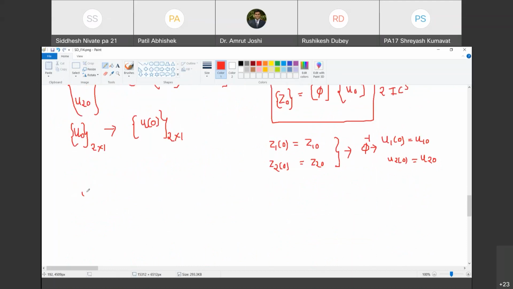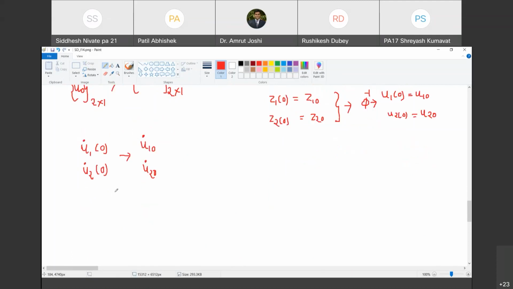What are the other two conditions? U1 dot of 0 and U2 dot of 0. This is nothing but U1 0 dot and U2 0 dot. Do you agree with me? Can I write it as phi times Z1 0 dot and Z2 0 dot? Yes. So what is the transformation?